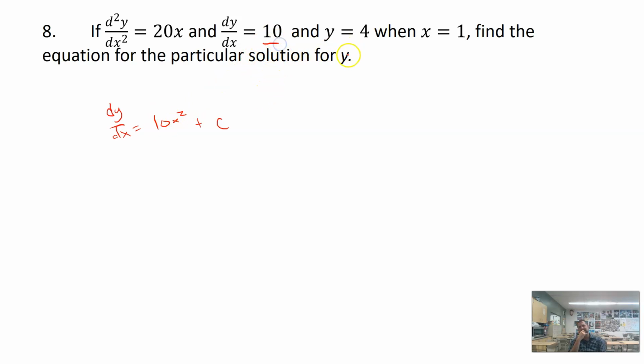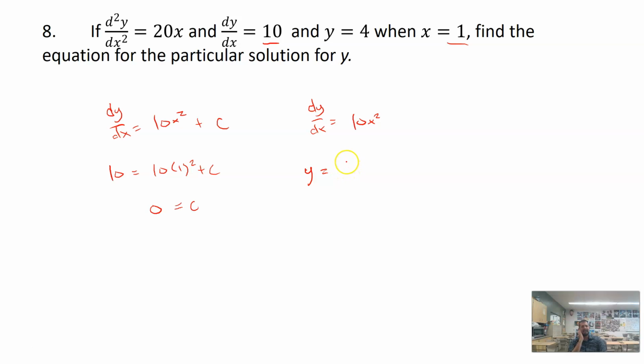So you'll notice the dy dx is equal to 10 when x is equal to 1. So I put 10 is equal to 10 times 1 squared plus c. So in this case, my c is equal to 0. That doesn't happen all the time, but in this problem it does. So I get dy dx is equal to 10x squared plus 0. Then I take the antiderivative of that again.